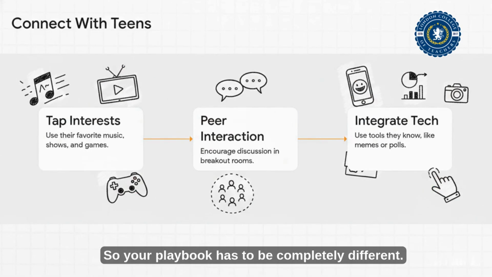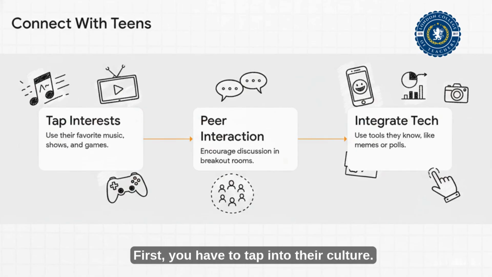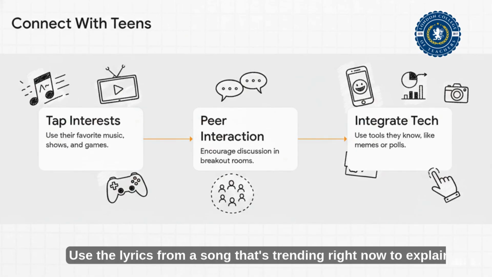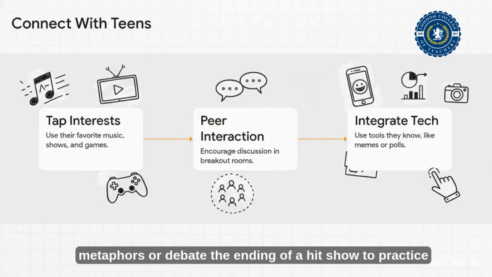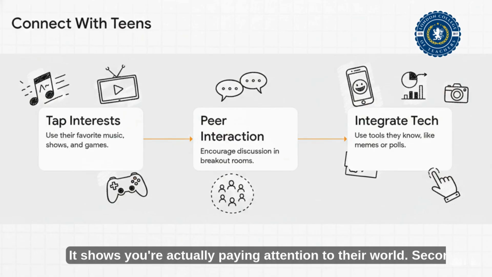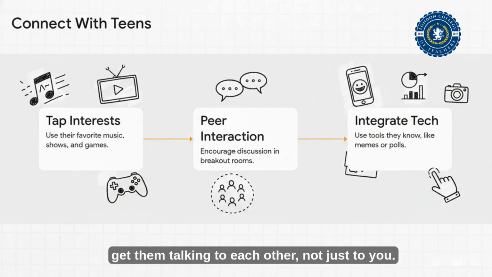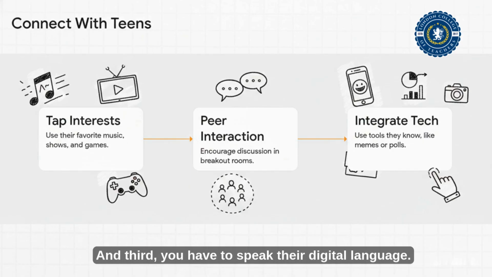So your playbook has to be completely different. First, you have to tap into their culture. Use the lyrics from a song that's trending right now to explain metaphors, or debate the ending of a hit show to practice grammar. It shows you're actually paying attention to their world. Second, get them talking to each other, not just to you. Breakout rooms are absolutely perfect for this. And third, you have to speak their digital language.